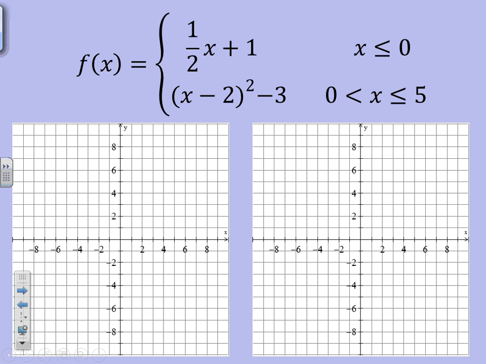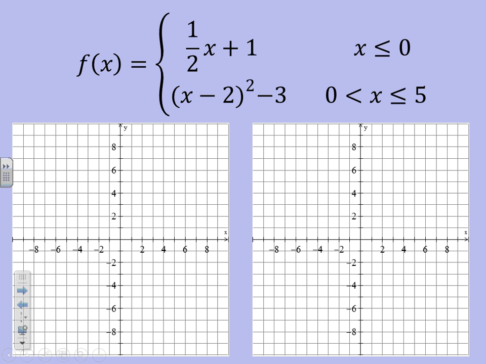So now we have an actual piecewise function that we're going to graph. And this is typically how we see it. We see function f on the left, and it's equal to, and we have a big curly bracket where we have both parts, in this case both parts, of a piecewise function. So the top part, 1/2 x plus 1, that's a linear expression. And we have a domain restriction for that one saying that x has to be less than or equal to 0. The second part of the piecewise function says x minus 2 to the second power minus 3.